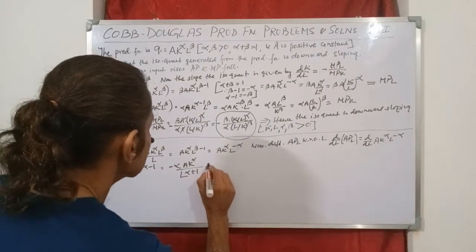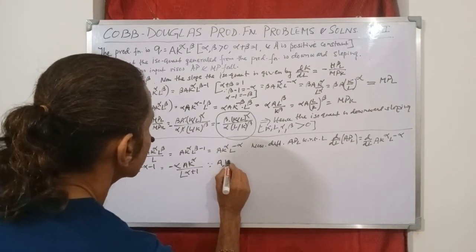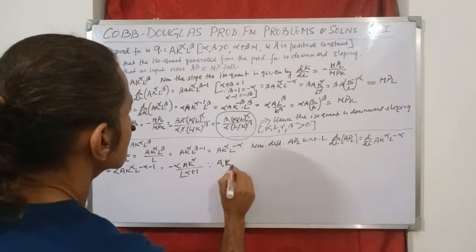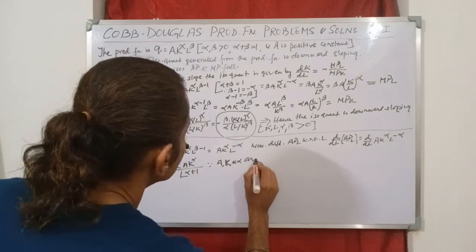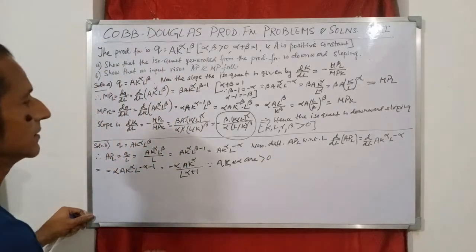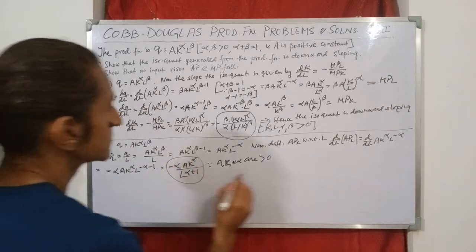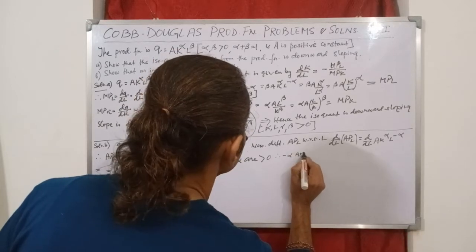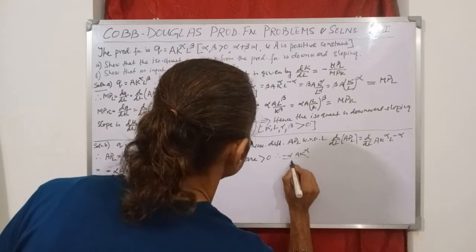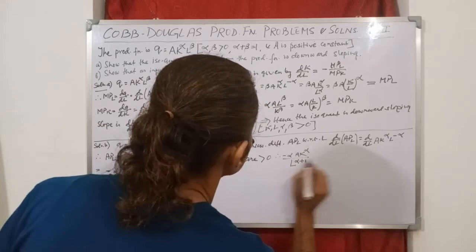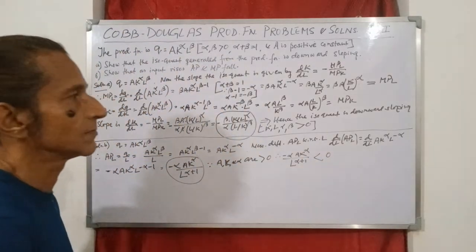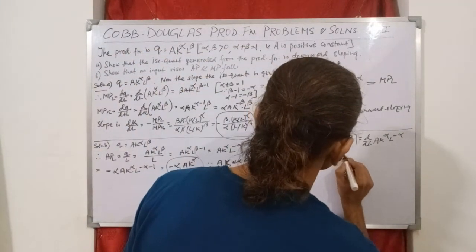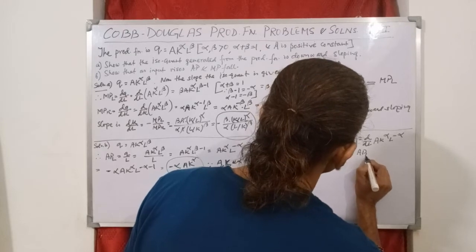Now since A, K and alpha are greater than 0, this whole thing is negative. Therefore, minus alpha A K to the power alpha divided by L to the power alpha plus 1 is less than 0. This means APL is falling. Hence, APL falls.